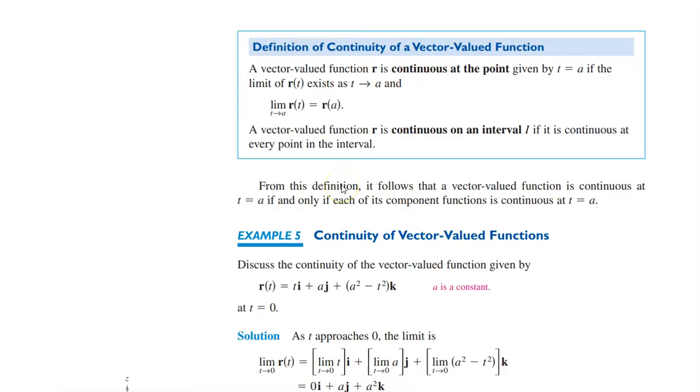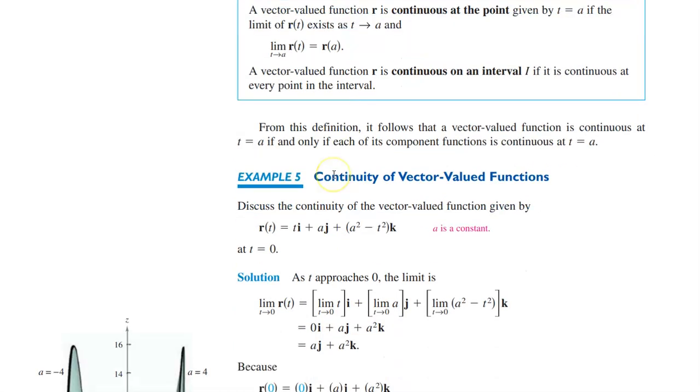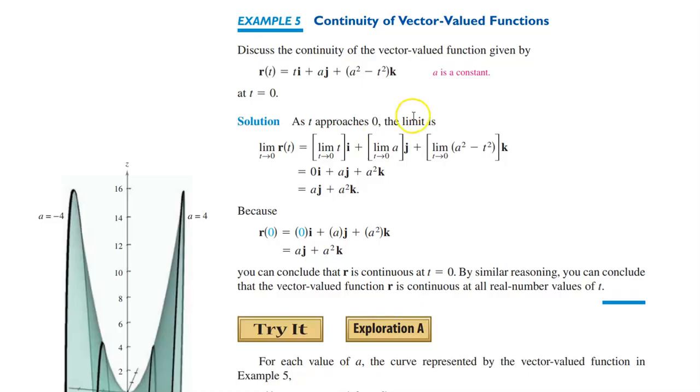And so in some trickier cases, you might have to prove it separately from both directions, but generally just proving this is fine, right? If this limit exists, then you know that the limit from the negative and positive directions are the same and they're equal to that. Let's take a look at an example over here.